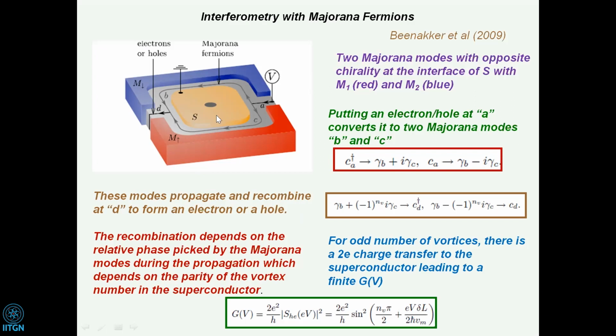Also, disorder is most likely going to spoil this effect because you are not going to have a coherent motion of these Majorana modes over a long distance, which will encircle a superconductor. So very clean surfaces of topological insulators have not been made. So that's the main difficulty.